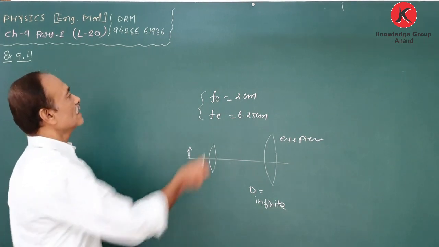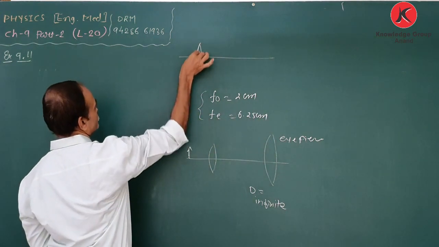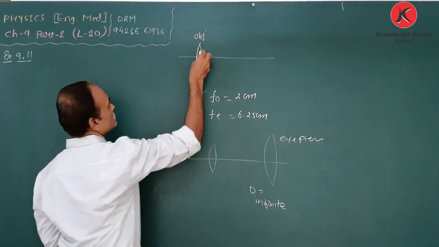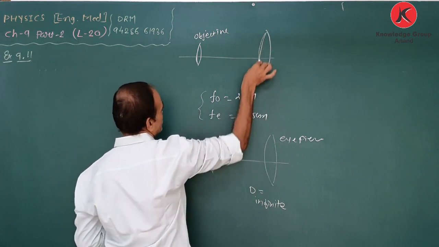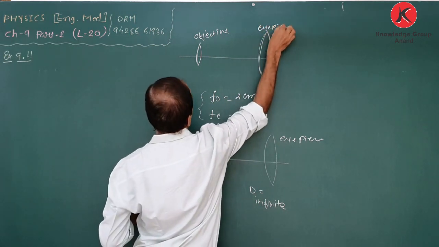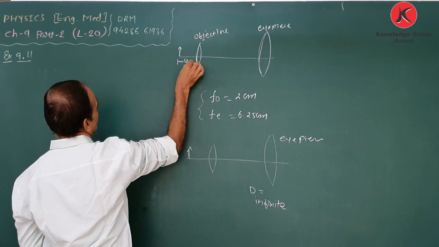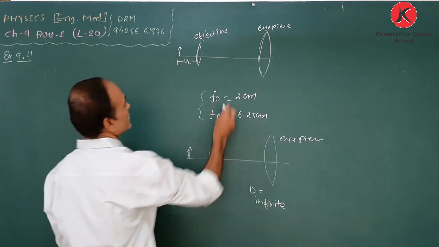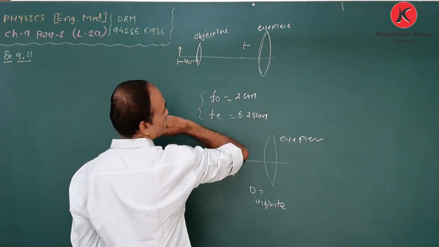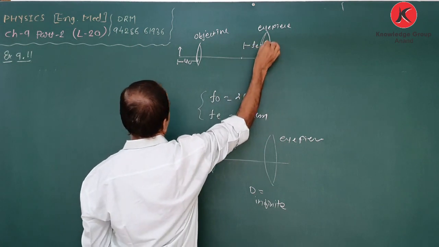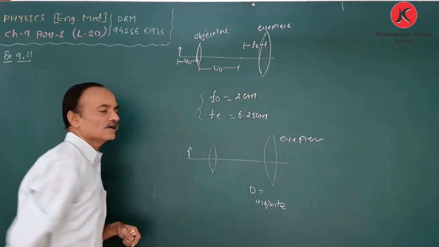Here is the basic diagram of the compound microscope. There is the objective, and for understanding, there is the eyepiece. Here is the object, and this distance is the object distance for the objective. Its image is formed at this point, near the principal focus of the focal plane of the eyepiece, that is F. And this distance is our V0.